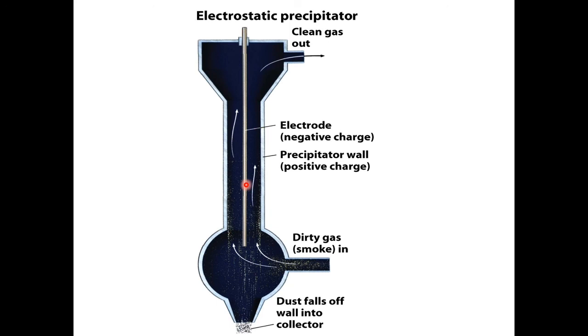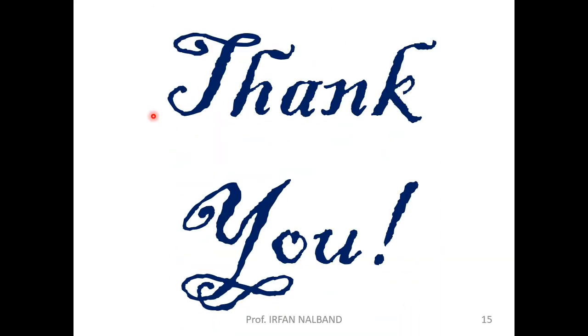Cations get attracted towards the cathode, which is a negative charge, and anions get attracted towards the anode, which is a positive charge. And when the charge is removed from the particles or pollutants, automatically those particles fall down into a collector, and the pollutant-free hot gases are taken out of the ESP and carried to the cooling tower. So we have briefly discussed here the setup of a thermal power plant.